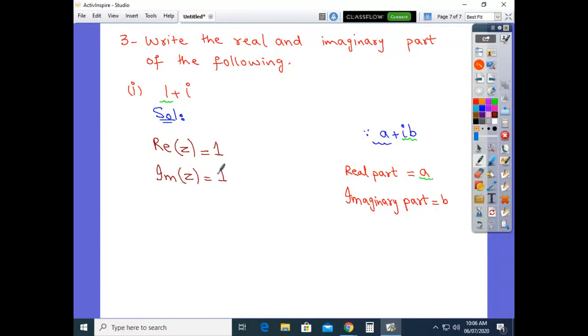Why? Because we can write 1 plus iota as 1 plus 1 into iota, because 1 multiplied by iota becomes iota. The part which doesn't contain iota is 1, therefore real part is 1, and beside iota it's also 1. That is, if there is a single iota, its imaginary part is 1. So the imaginary part of this number is 1. Now we move on to the second part.